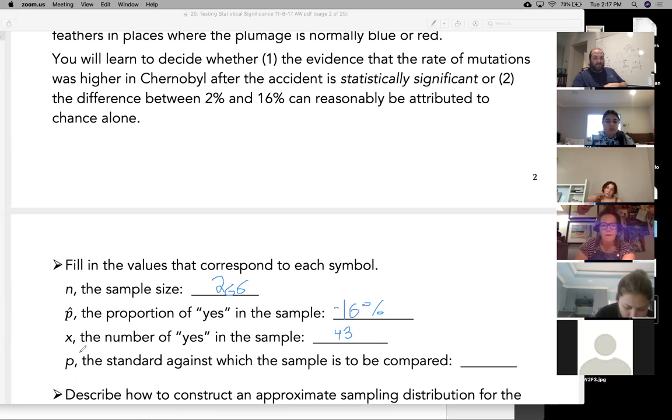Now, what is the proportion that we're comparing our sample to? We got 16%. But what is the proportion that we are comparing our sample to?